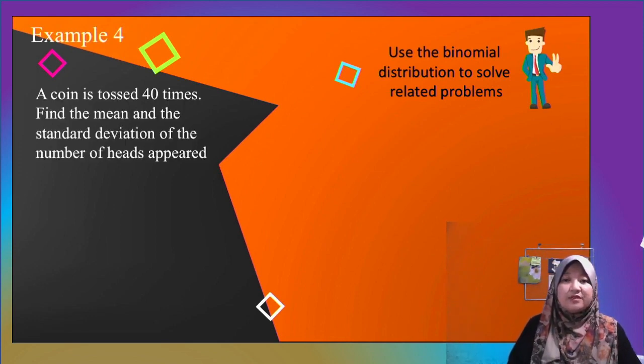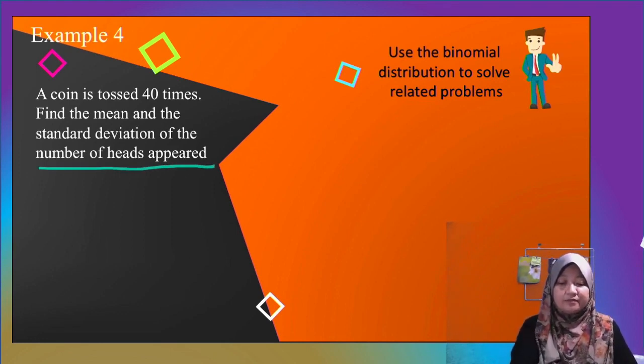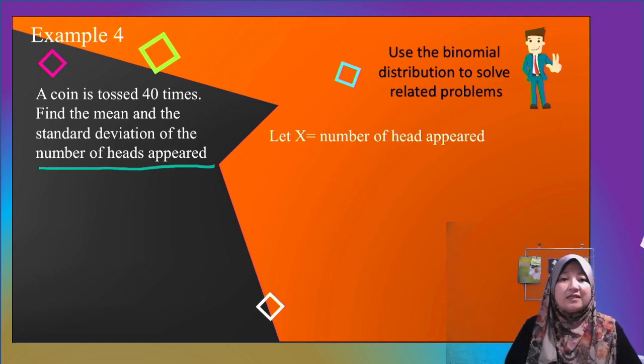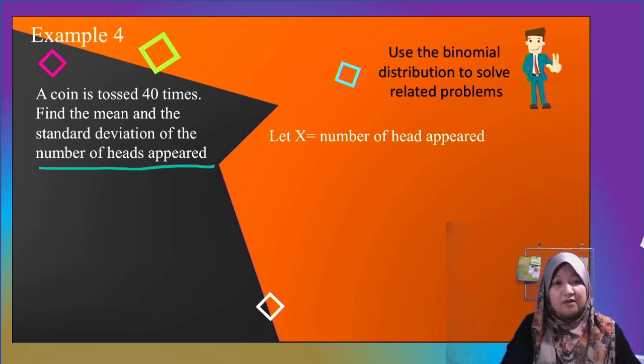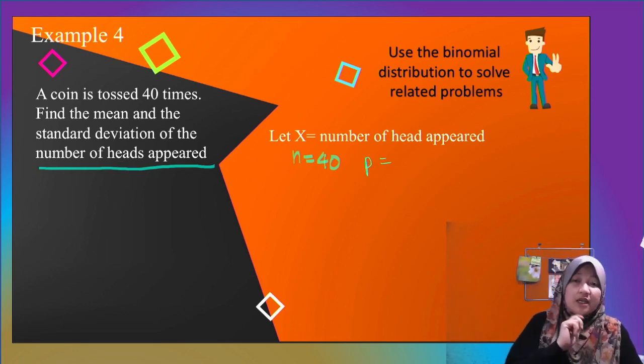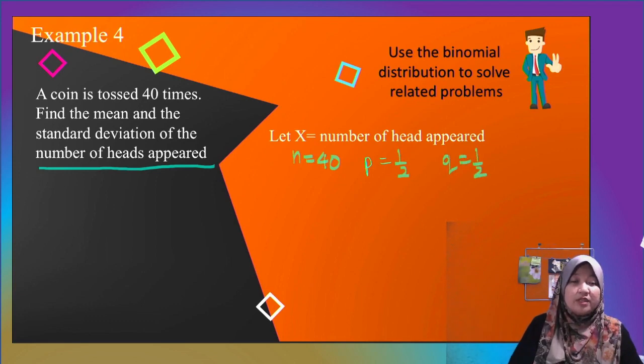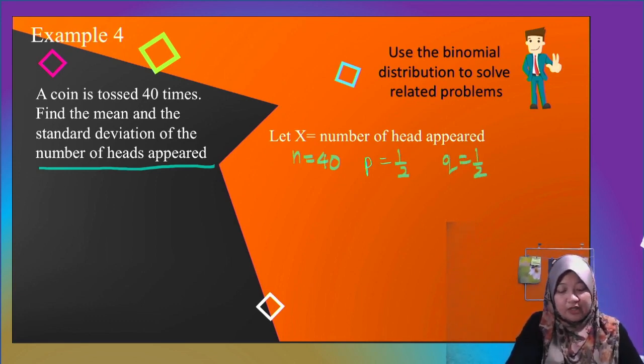A coin is tossed 40 times. Find the mean and the standard deviation of the number of heads appeared. They mention the number of heads appeared. So this is your successful event. So let X the number of heads appeared. And identify N is 40. P, what is probability of P? A coin we have two faces, head or tail. So the probability to get head is 1/2. Therefore, Q also 1/2. We have two faces only. So the probability of P is 1/2. Q also 1/2.